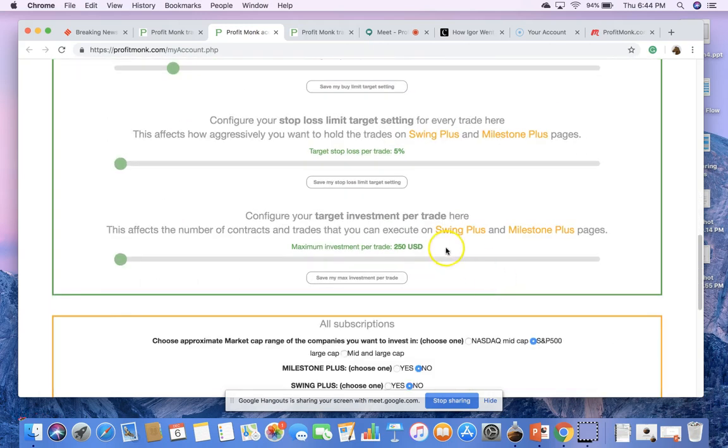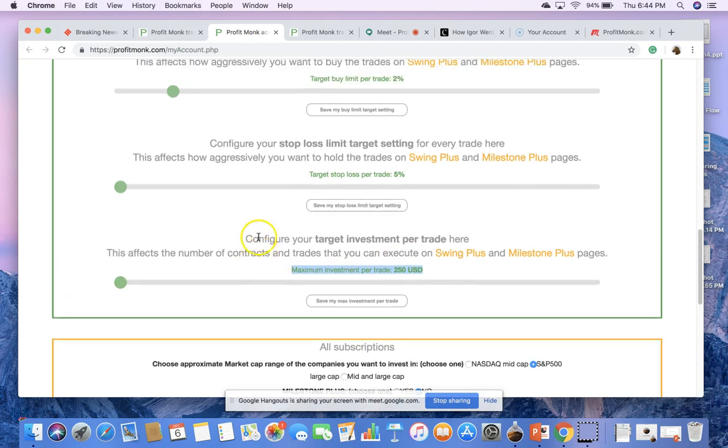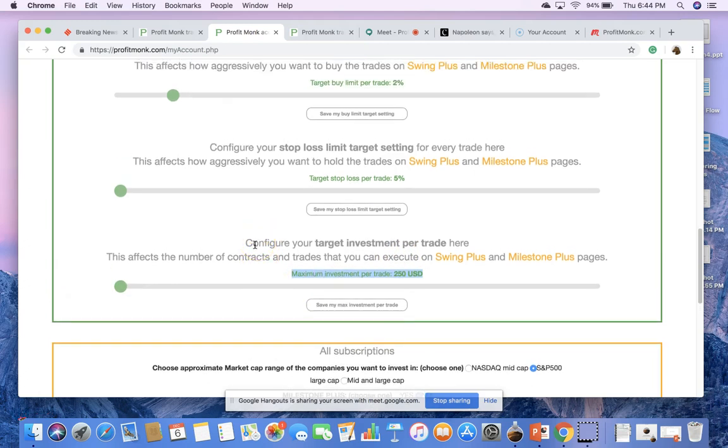And the third setting is the stop loss setting. So again, right now the slider is set at 5%. What it means is that you are pretty much willing to lose 95% of your investment in every trade, and you will not exit out of it. And the last one is you will not make more than $250 per trade. So you will commit only $250 or less to every trade. So these are key because this is what is going to help you control your risk.